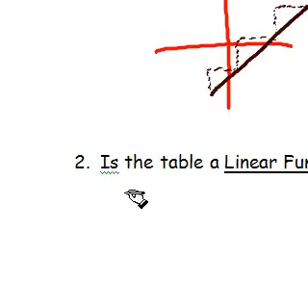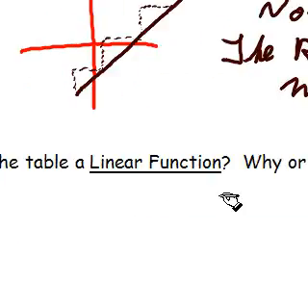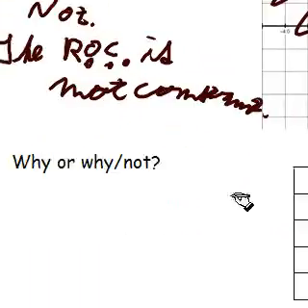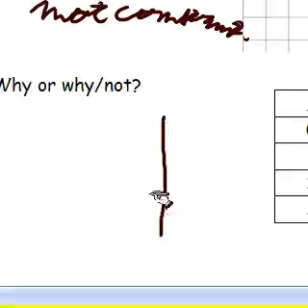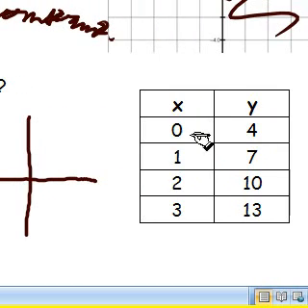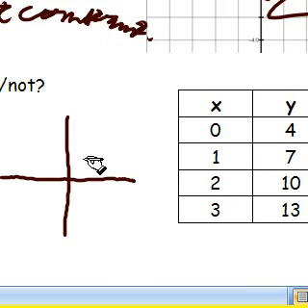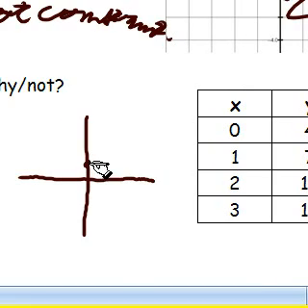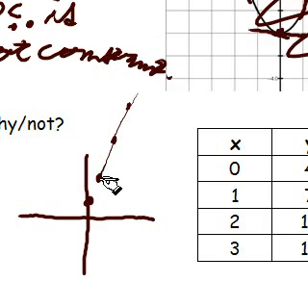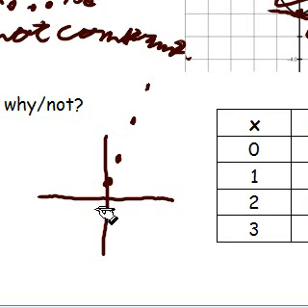Okay. Number 2, is the table a linear function? Why or why not? Well, we could always plot these points. We could easily just draw our little axis here and go (0, 4), (1, 7), (2, 10), (3, 13), and it would make a line, but I want to prove it to you analytically also.